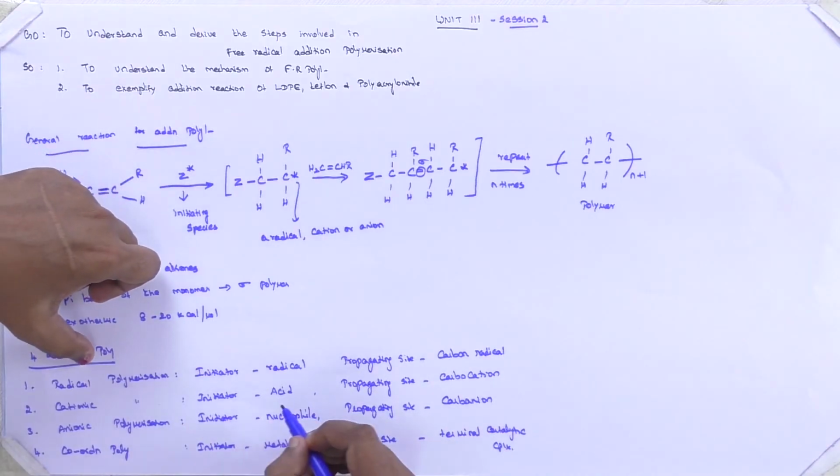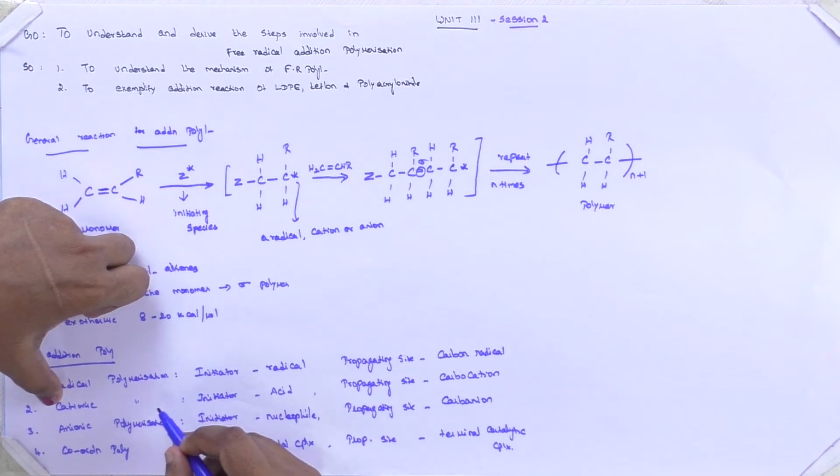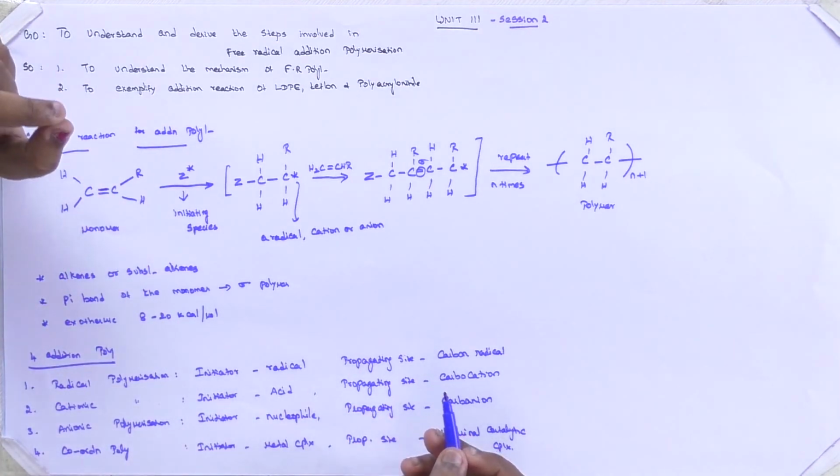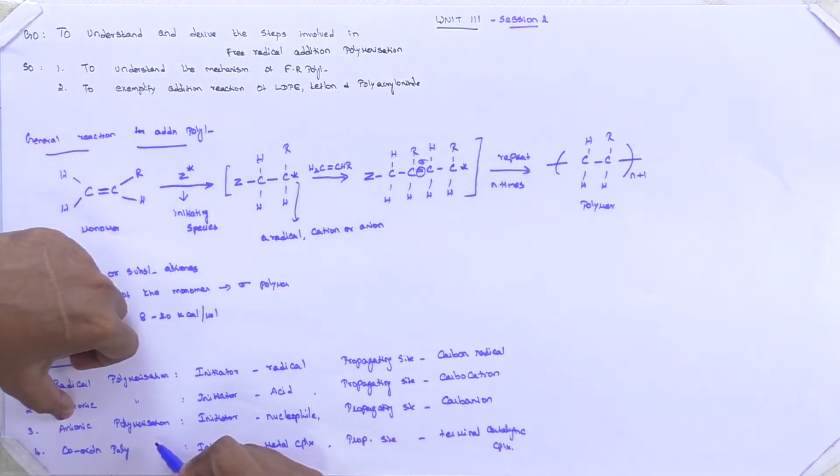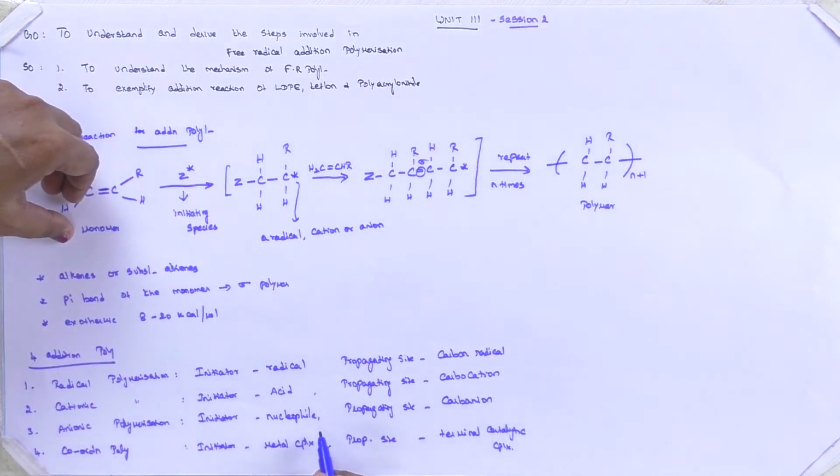And secondly, we have the cationic polymerization, where the initiator is an acid and the propagating site is a carbocation. Third, we have anionic polymerization, where the initiator is a nucleophile and the propagating site is a carbanion. And coordination polymerization, otherwise known as Ziegler-Natta polymerization, which we are going to see in the forthcoming lesson plans, has a metal complex as initiator and a terminal catalytic complex as the propagating site.